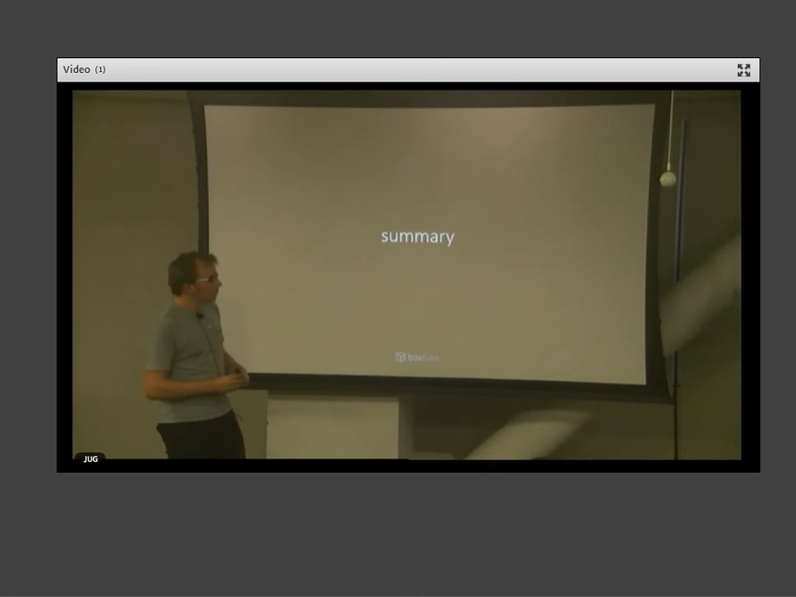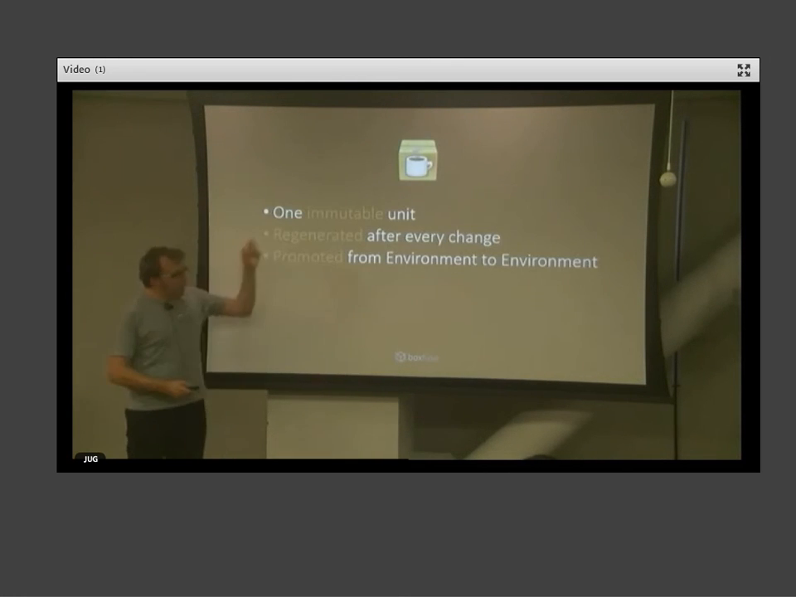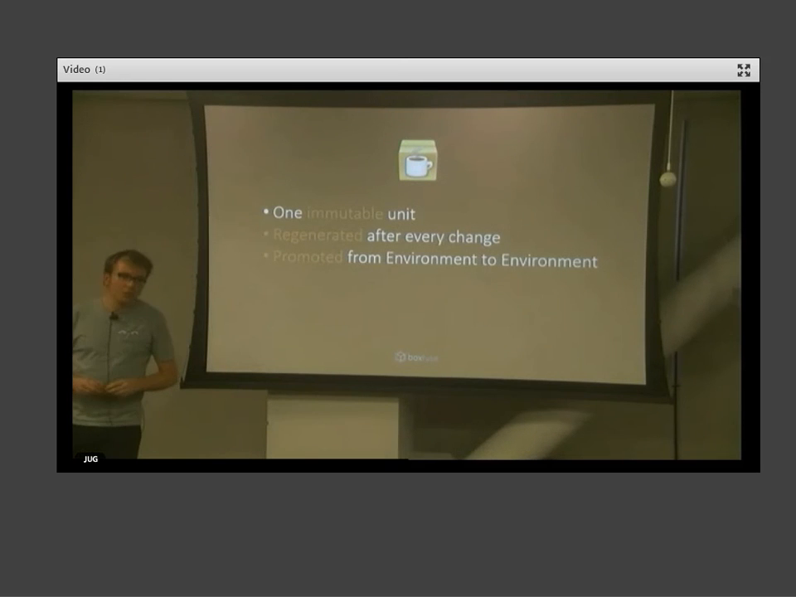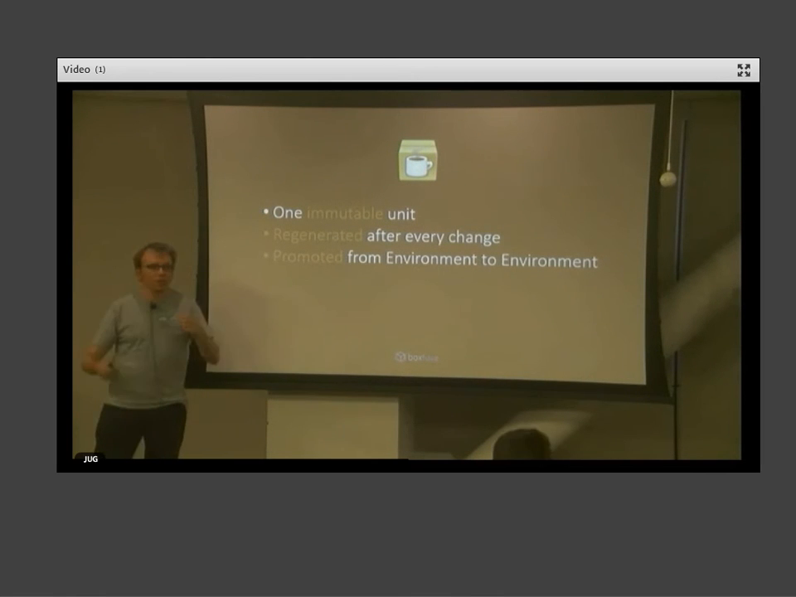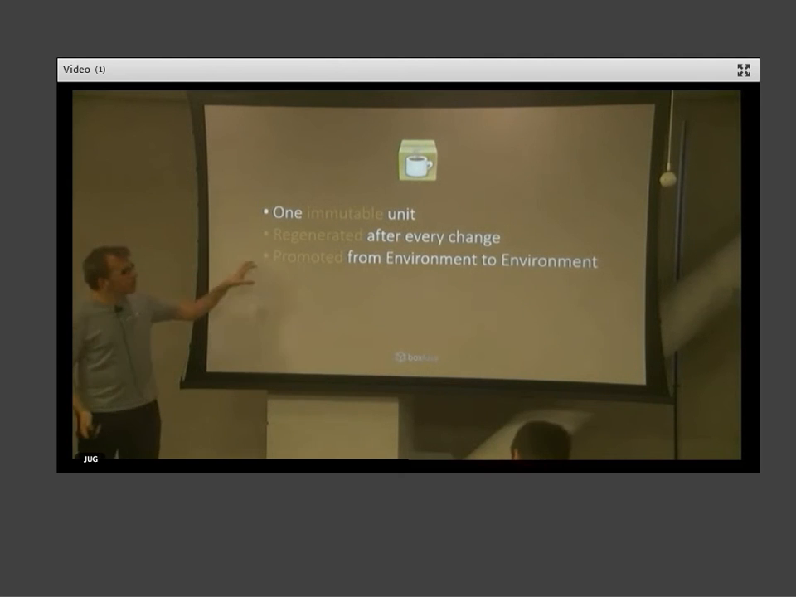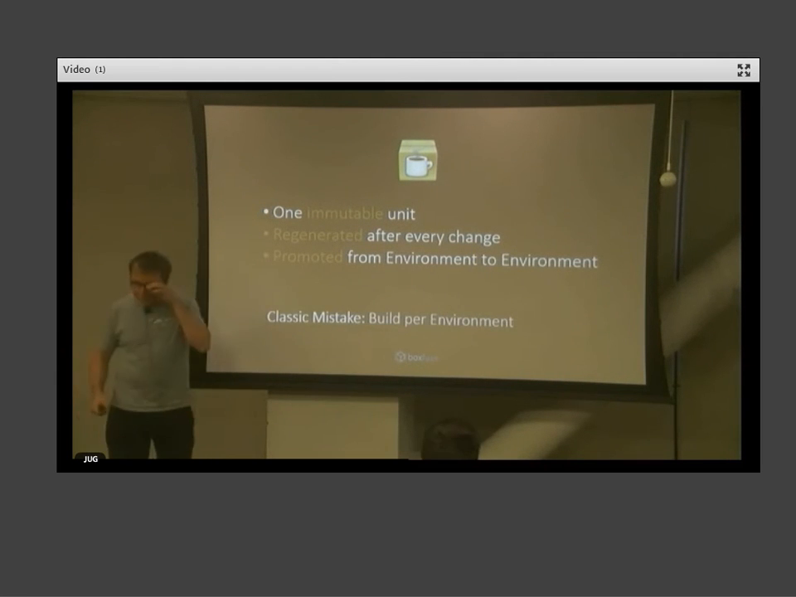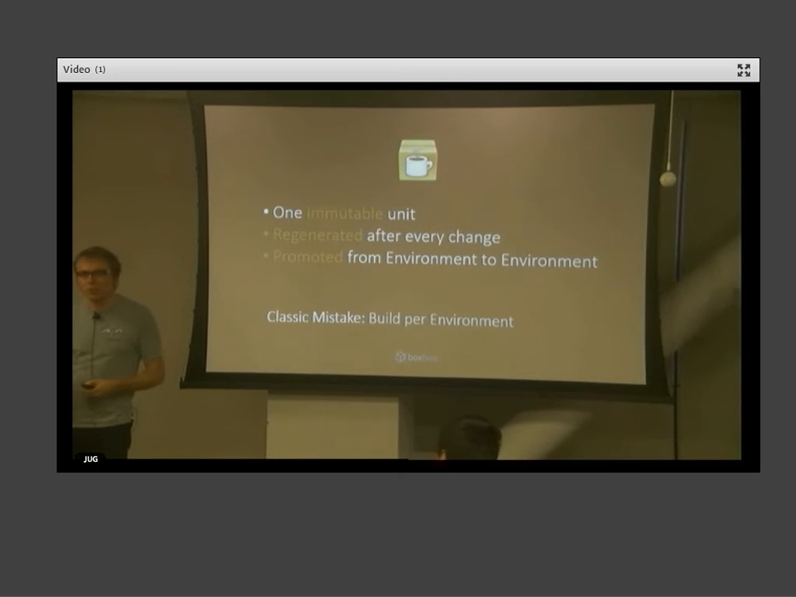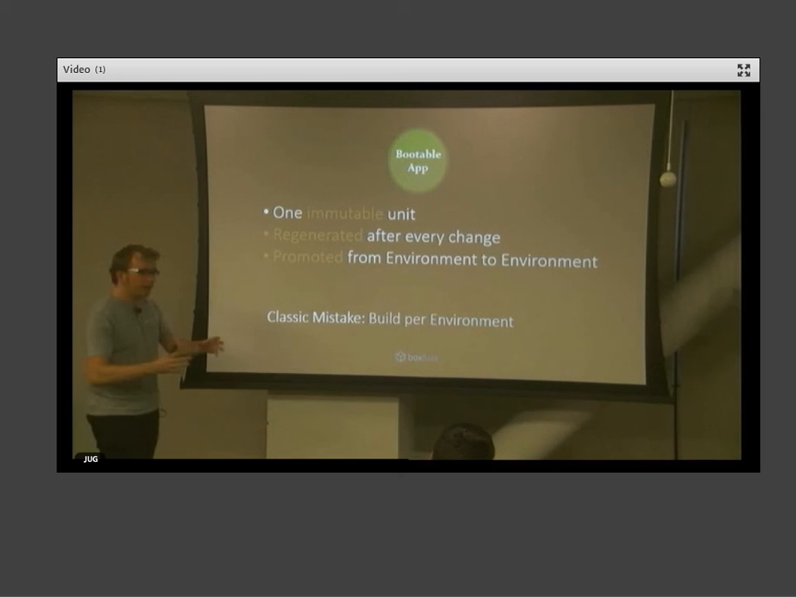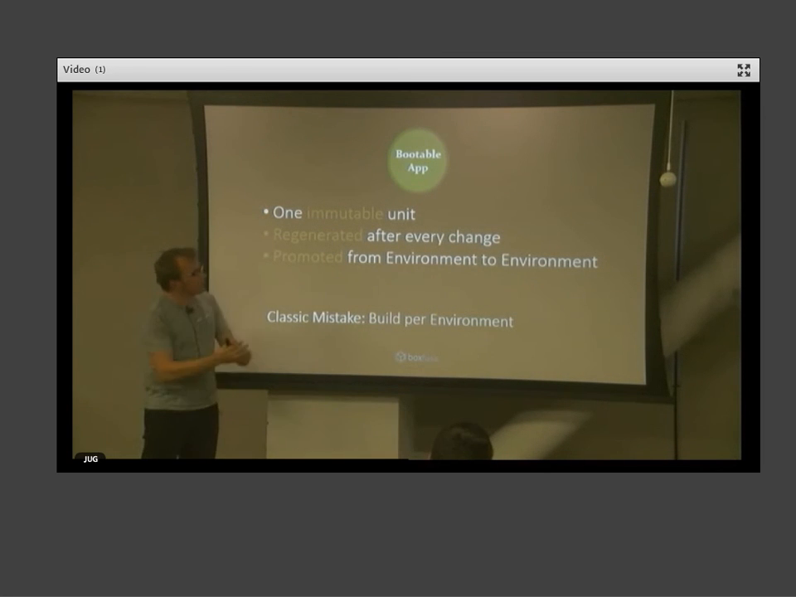So if we summarize, we've taken the principles we've learned to enjoy at the application level, where as part of our build pipeline we produce one immutable unit after every commit, and we regenerate it after every change, so that we then promote it from environment to environment to avoid the classic mistake of building a separate artifact per environment, because of course we want to run in production the same artifact we tested in test. And we apply all these principles by trimming the fat and bringing them to the level of the entire system.